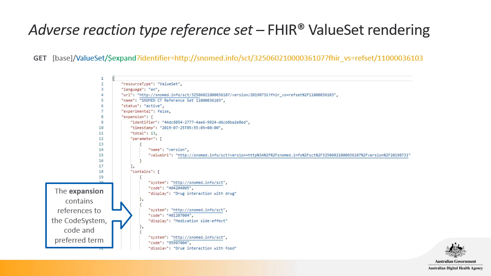However, do note that the last number is the reference set identifier. There is metadata at the top of the resource, and the expansion down the bottom contains references to the code system, code, and the preferred terms. One of the reasons that the FHIR approach has become prominent is that resources have a simple, extensible structure that can make implementation easy.